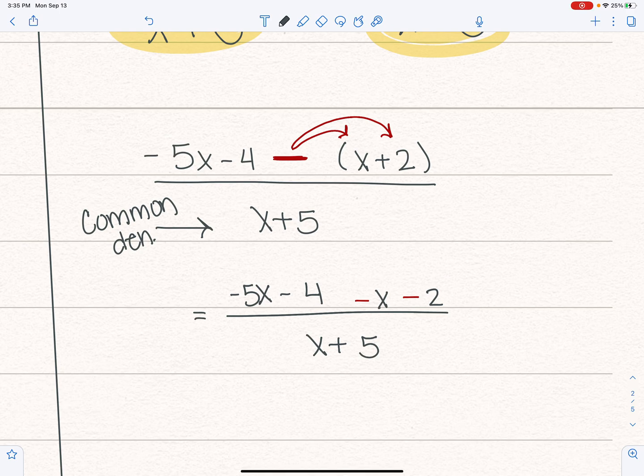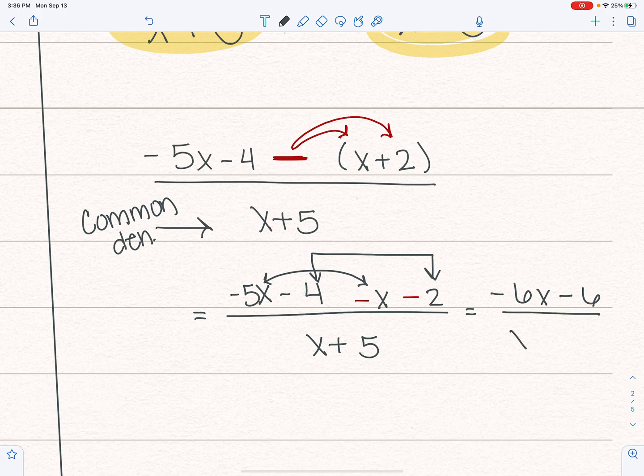Now I am combining like terms. So I've got negative 5x plus negative 1x is going to give me negative 6x. And then negative 4 plus negative 2 is going to give me negative 6, all over x plus 5.